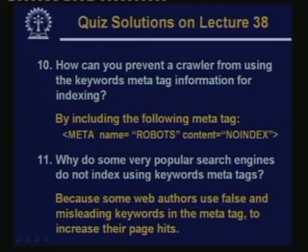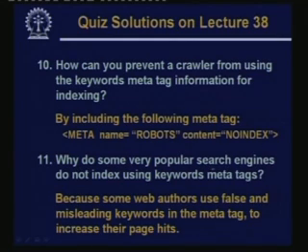How can we prevent a crawler from using the keywords meta tag information for indexing? Well, if you just include this line in your HTML document, this will prevent the web crawler from indexing your site: meta name equal to robots, content equal to noindex.